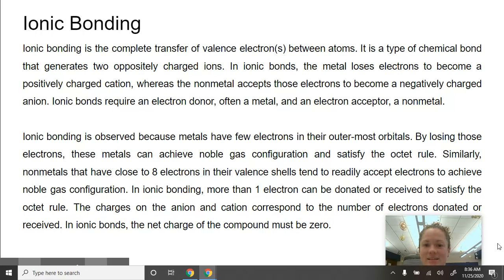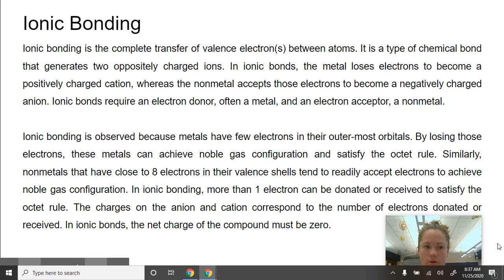Whereas nonmetals accept the electrons, they become negatively charged, so they're anions. Usually an "an" is like a prefix for something negative, so an anion would be your negatively charged ion. Ionic bonds require an electron donor, often the metal, and an electron acceptor, which would be your nonmetal. So hopefully you guys can just draw a picture with that.